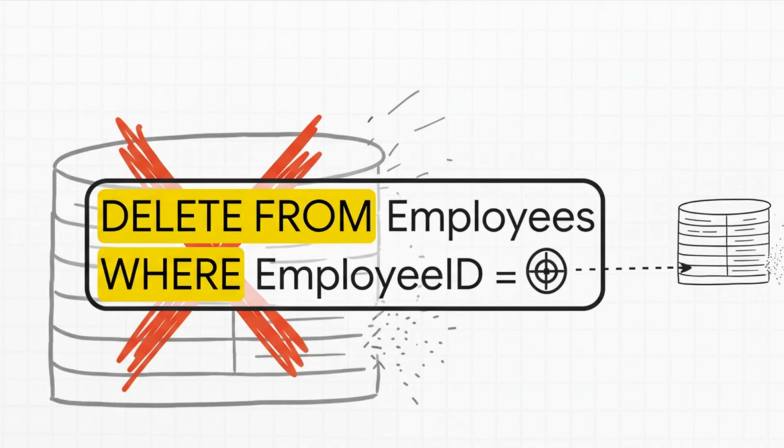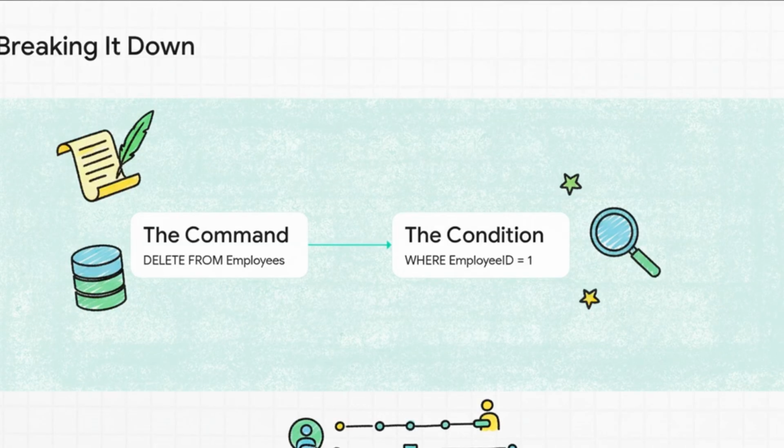Let me say this again, because it's that important. If you forget the where clause here, you could wipe out your entire table. Everything. Gone. So yeah, the structure here is even simpler. It's just two parts. You've got the action, delete from employees, and then you have the critical condition that tells it what to delete, where employee ID is 1. Always, always, always use that condition.